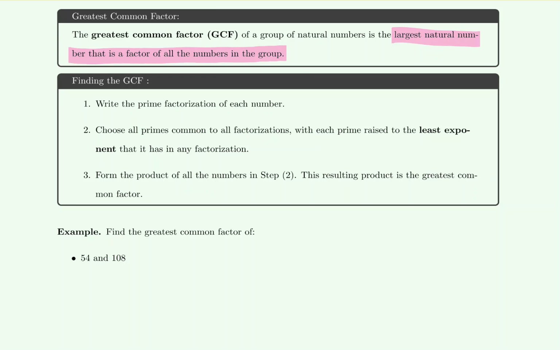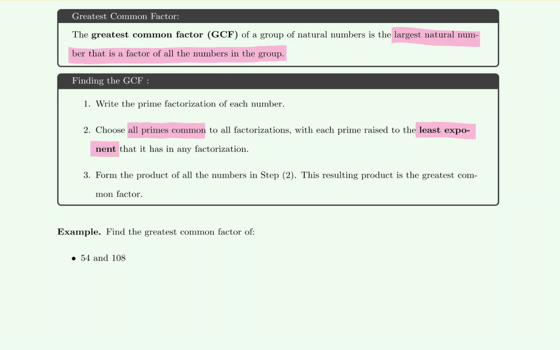To find the GCF, we've got a few steps. Step 1 is to write the prime factorization of each number. And we saw the prime factorization in an earlier video, though we will review it here as well. Next, you would choose all primes that are common to all the factorizations. And then, within these factorizations, we know that we raise those prime numbers to different exponents, so we would raise that to the least exponent.